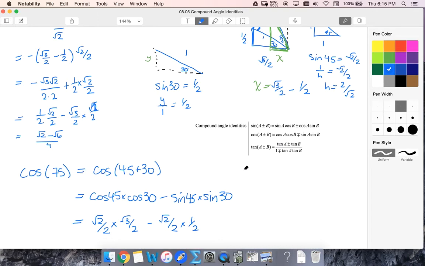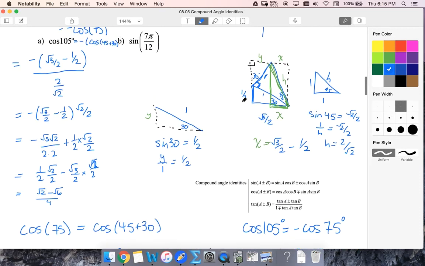We wanted cosine of 105. Cosine of 105 is negative of the cosine of 75. So that means it's the negative of this, making this part positive, and this part negative, which is exactly what we got over here. So it is possible to draw sum and differences to make a bunch of triangles and rectangles, but boy, is it a hassle. And instead, we can use these compound angle formulas.